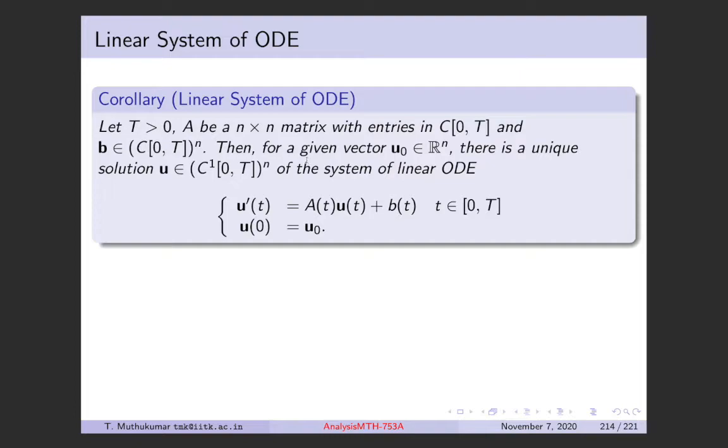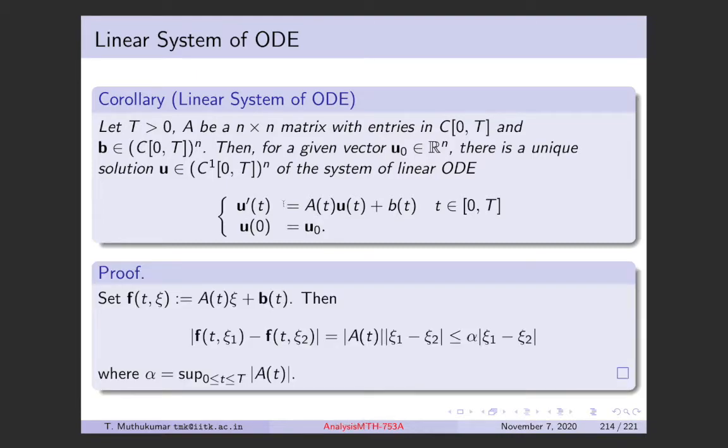In this case, it's called a linear system of ODE, right? Because this is a linear case. So the f that we had earlier has a special form. So this also has a unique solution. If it's a special case, then it's a unique solution, right? We are going to just show that.